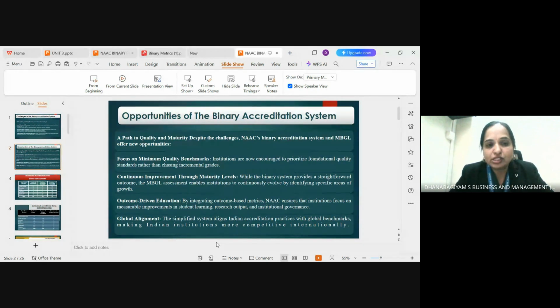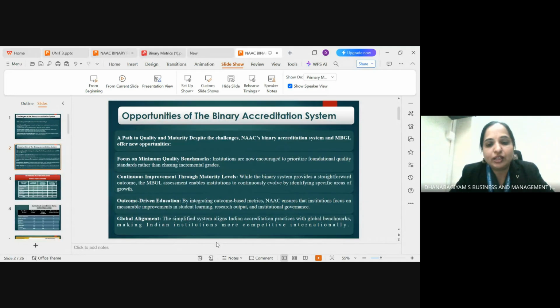When you talk about this binary accreditation system, it is a path to improve quality, a path to quality and maturity despite the challenges. NAAC's binary accreditation system and MBGL, the maturity based grade level system, offer new opportunities. How does it offer new opportunities? It focuses on a minimum quality benchmark.